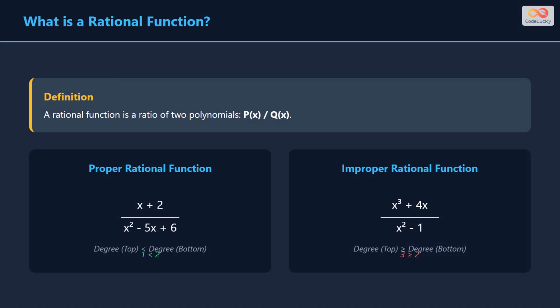First, let's define what we are working with. A rational function is simply a ratio of two polynomials, which we call p of x and q of x. We classify these into two types. A proper rational function is where the degree, or the highest power of the numerator, is strictly less than the degree of the denominator. An improper rational function has a numerator with a degree greater than or equal to the denominator. We generally perform partial fraction decomposition only on proper rational functions.